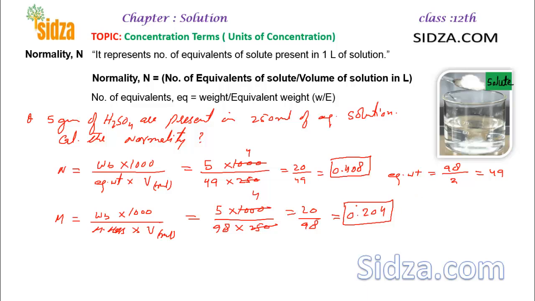If you compare this one and this one, you can see the molarity of the solution is less than its normality, because the equivalent weight and the molecular weight are different. Equivalent weight here is only 49 and the molecular weight is 98. But if you have a solute with the molecular weight and equivalent weight the same, then the normality and the molarity will be the same.